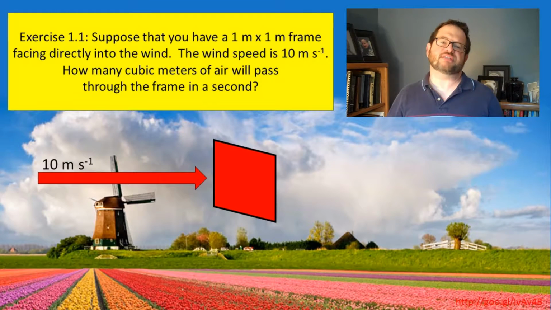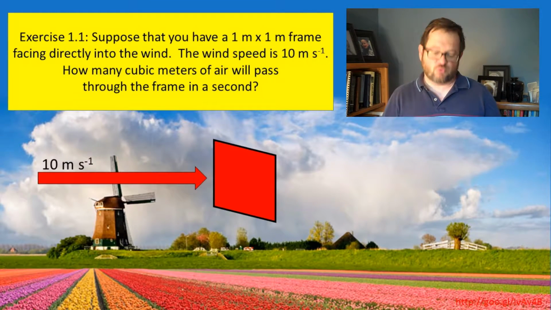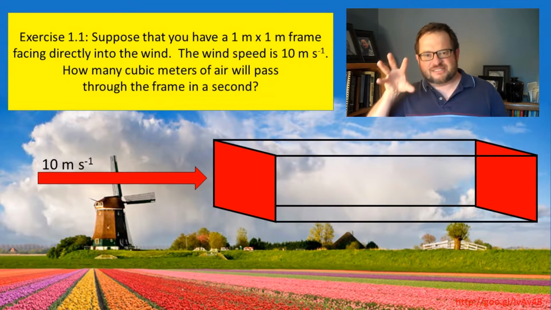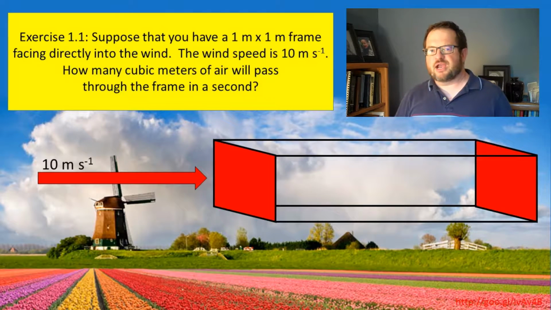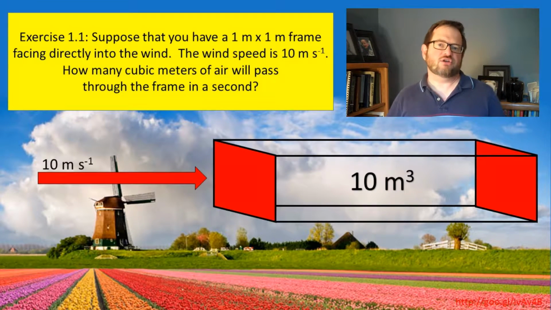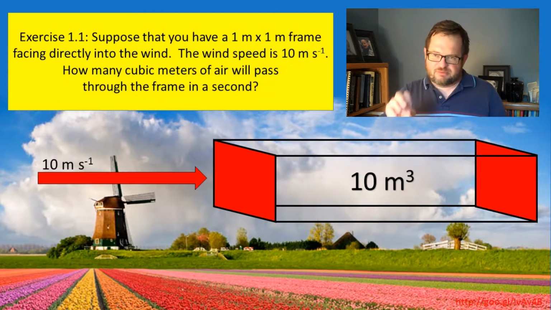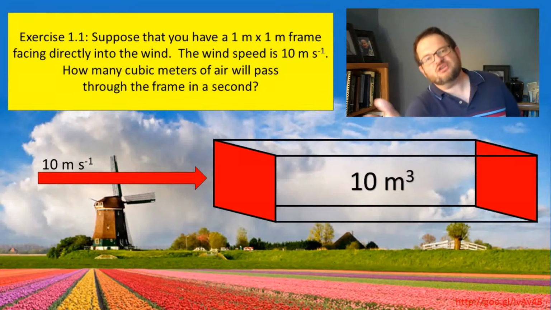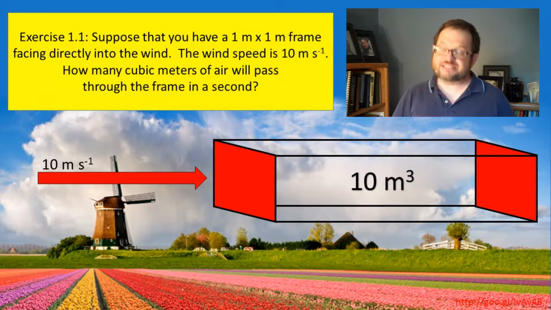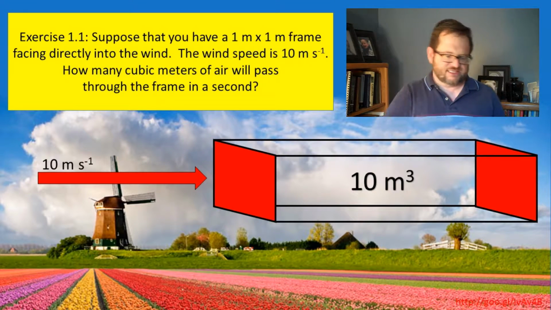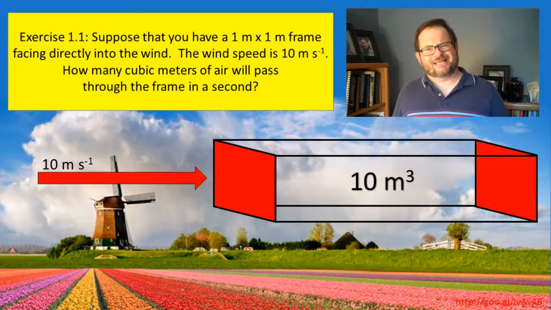So here's my 10 meter per second wind headed right into that 1 square meter area. And I'm using this box to illustrate the air that slid through that 1 square meter area in a 1-second period. And of course it has a unit of 10 cubic meters. It's not drawn very well to scale here, but it would be a 10 cubic meter volume of air that slipped through that 1 square meter cross-section that was facing into the wind. That's not exactly so exciting.